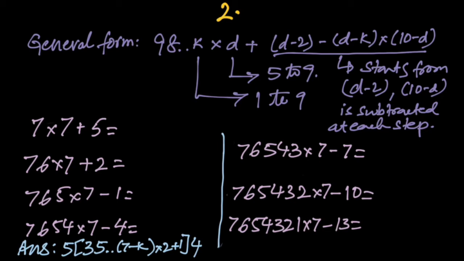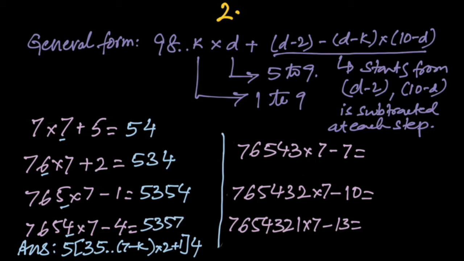So when 7 minus k is negative, then we don't put anything. So in the first case k is 7, so this is 0, so we don't put anything. It remains 54. In the next case k is 6, so it becomes 3, so the answer is 534. In the third case k is 5, so 7 minus 5 is 2, and times 2 plus 1 is 5, so we have 35. So 5354, and so on.